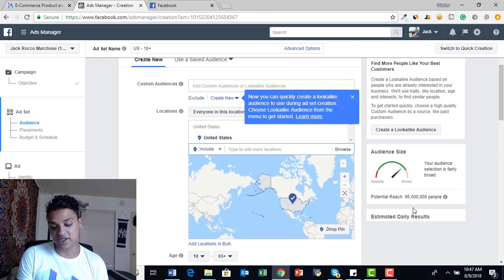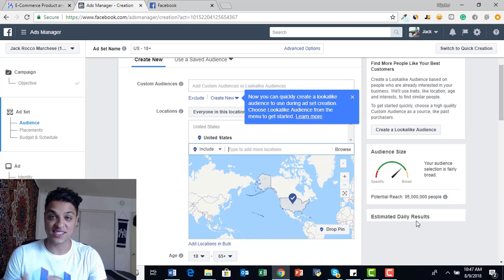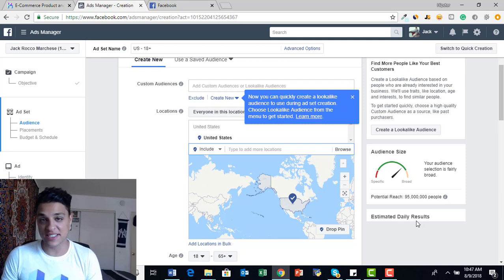So you can see right now our potential reach is 95 million, which is way, way too high. So you want to use this gauge as a barometer of where you should be at. It is wonky sometimes, so you'll see it adjust and then it will just go back to where it's at. But ideally, you want this to be somewhere in the middle and even to the left. As far as an actual reach size, anything that's in the low millions, maybe even high hundreds of thousands, is a good number. There's really no correct way.